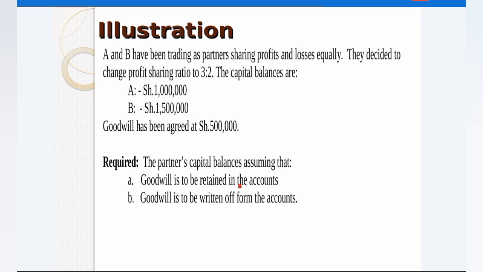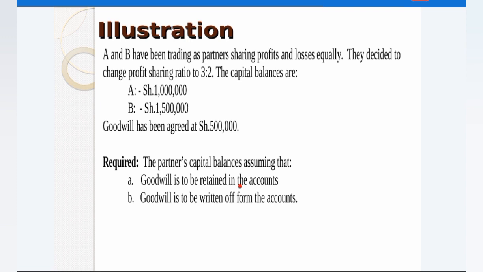So we are told that A and B have been trading as partners, sharing profits and losses equally. So we have been told that the profit sharing ratio is 50-50, 1-to-1. So they decide to change the profit sharing ratio to 3-to-2. So in that case, they have triggered a change in the profit sharing ratio. And remember, as a result of that, if the profit sharing ratio changes, then you have to introduce goodwill.